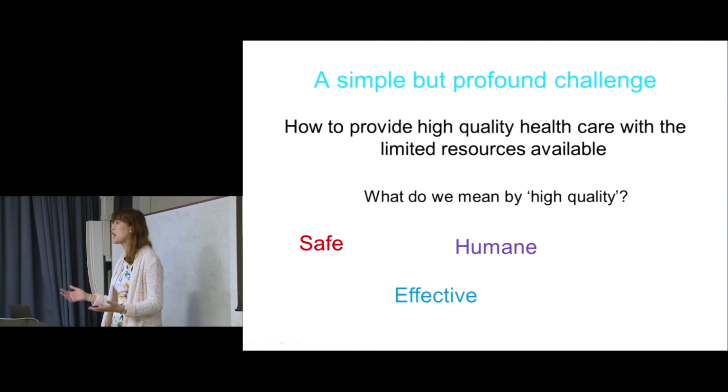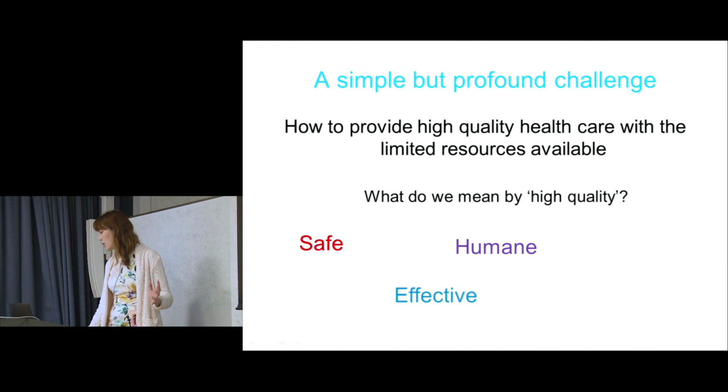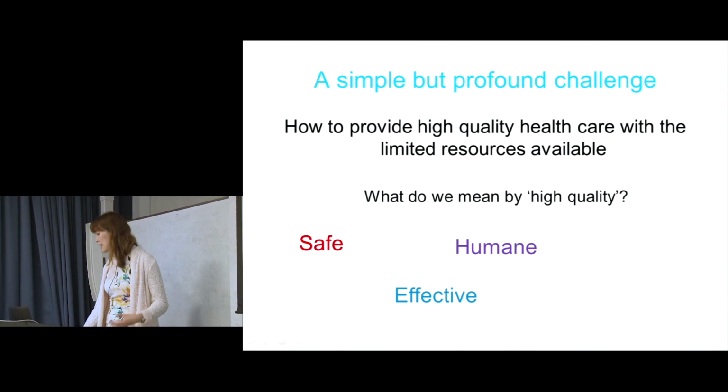So that's humanity. WHO calls it responsiveness. So they call it different things, but essentially it's: if you were the patient, how would you expect to be treated? And so, very important. And these three are probably universally accepted as dimensions of quality, of high quality care.